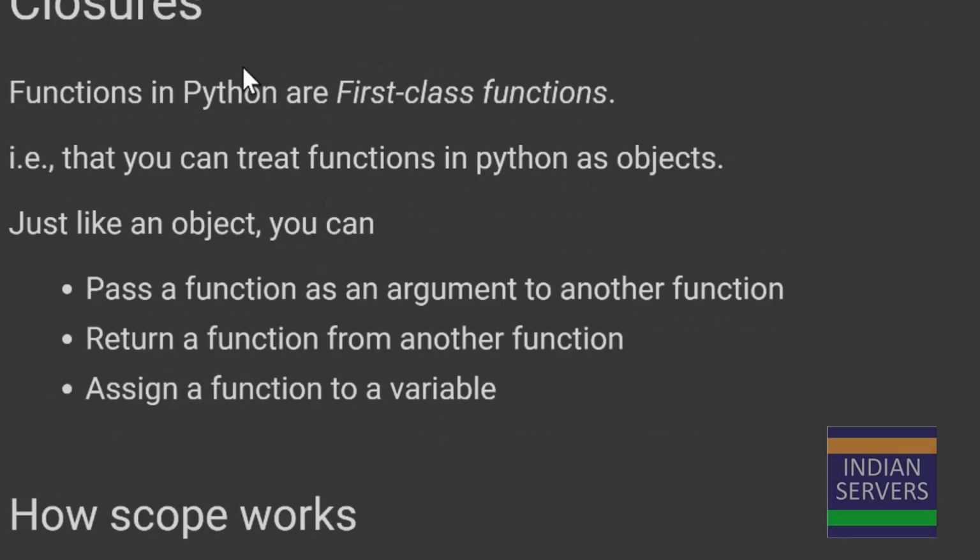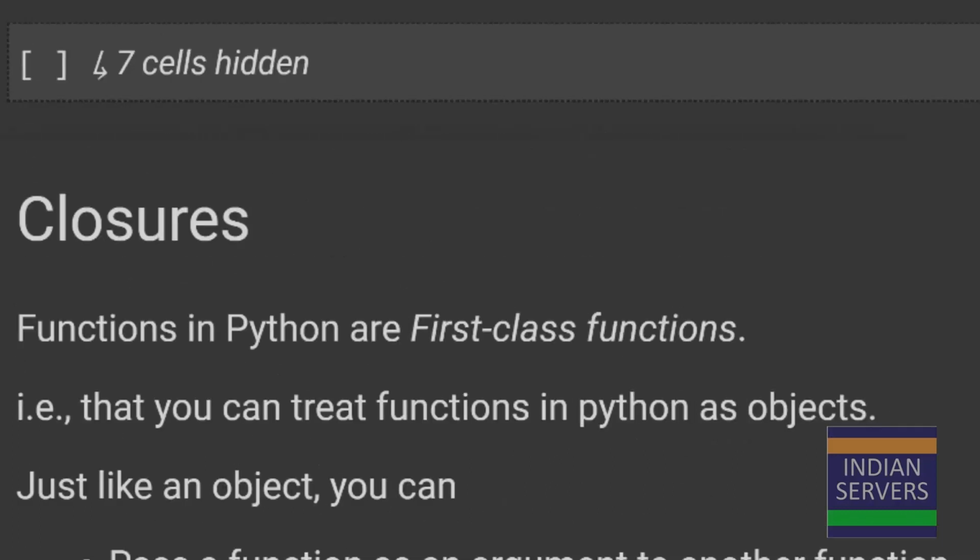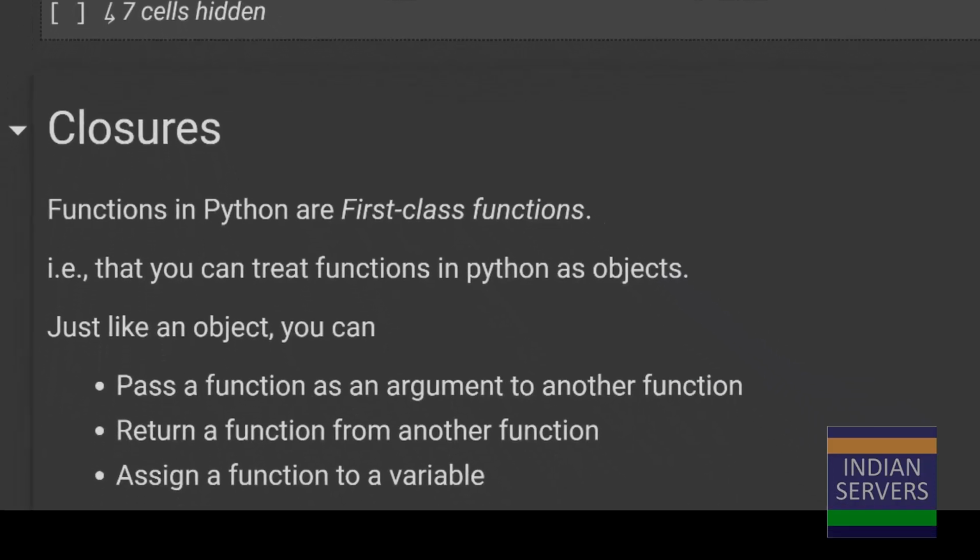Now let's look at closures. Closures is a very common concept in JavaScript as well as Python, but more in JavaScript. Before getting to closures, you need to know one thing first: all the functions that we write in Python are called first class functions. What do we mean by first class functions? It means that you can treat functions in Python as normal objects.